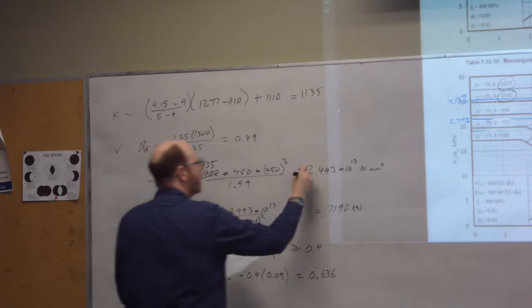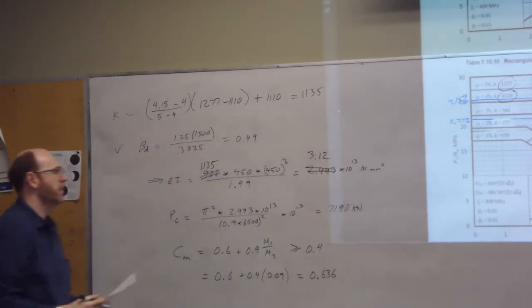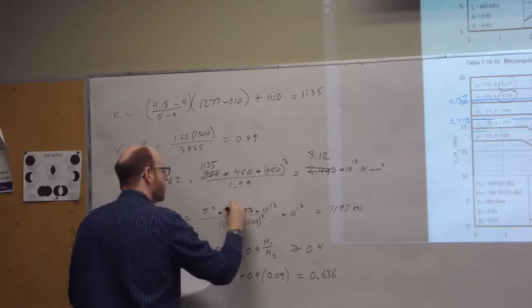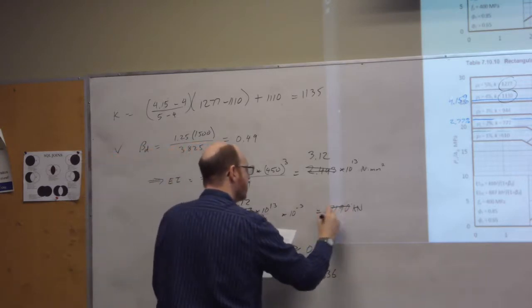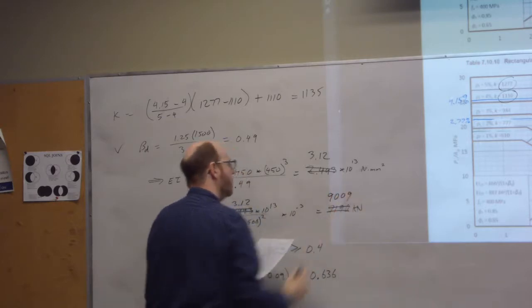Right, that brings this number up to 3.12. That in turn changes this number and gives us a new PC, 9009.